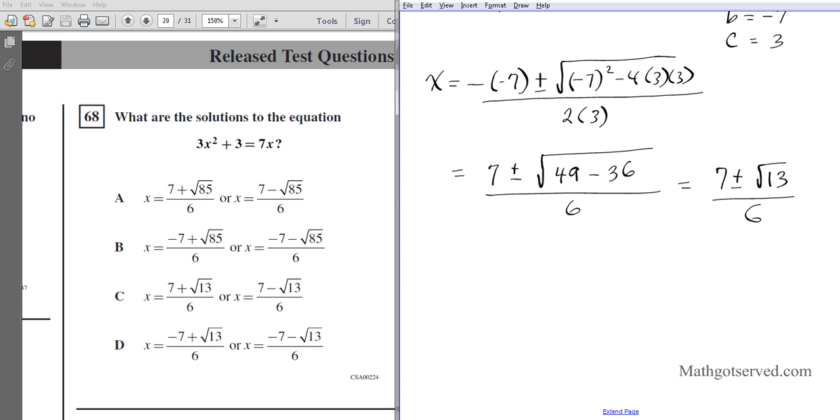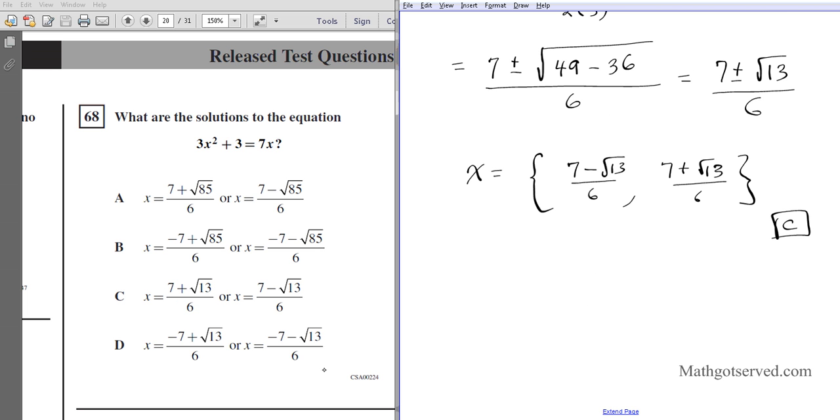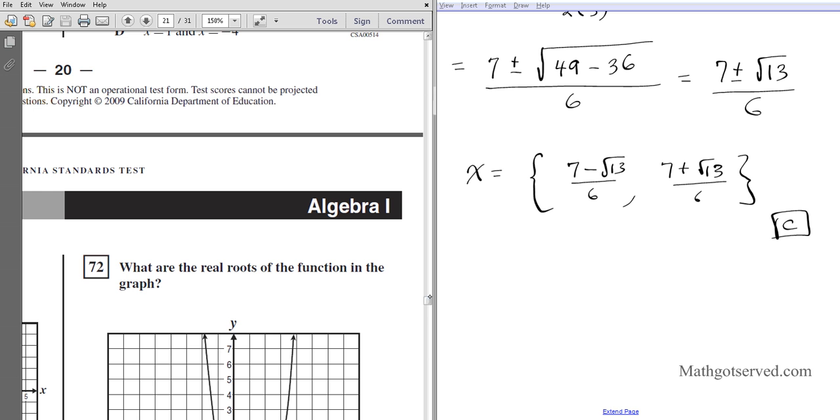So if we split up our answers, we're going to have x equals... Oh, let's do the negative one first, do the smaller answer first. 7 minus root 13 over 6, and 7 plus root 13 over 6. That's the final result, and the answer is option letter C. Okay? All right, let's move along to 69.